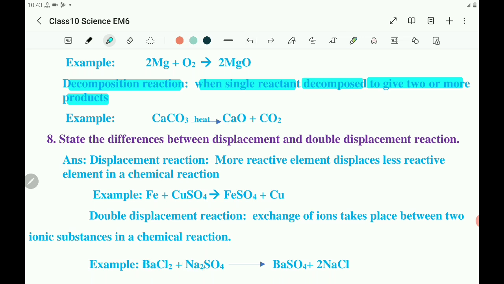Again you observe the negative ions, chloride ion and sulfate ion. Both of them are negative ions. Here chloride ions exchange with sulfate ions. See here, exchange of negative ions also takes place. Barium chloride becomes barium sulfate and sodium sulfate becomes sodium chloride. In this way, exchange of positive ions and exchange of negative ions takes place in the double displacement reaction.